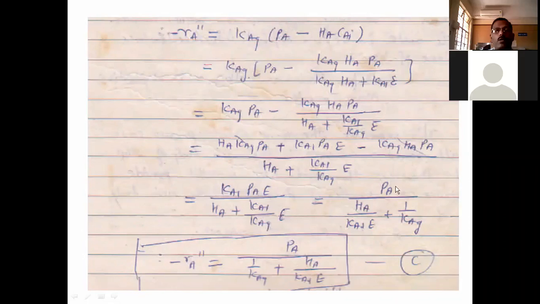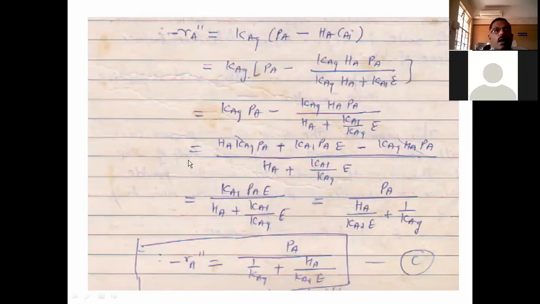Dividing by Kl, this is equal to Pa upon Ha upon Kl into E plus 1 upon Kg. Ha upon Kl into E is the resistance in the liquid film, plus 1 upon Kg, the resistance in the gas film. This is the total summation. So minus R is equal to Pa upon 1 upon Kg plus Ha upon Kl into E. This equation is for case C, the rate of reaction for the fast reaction.